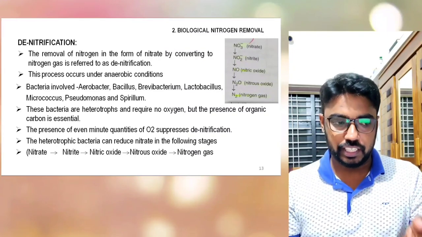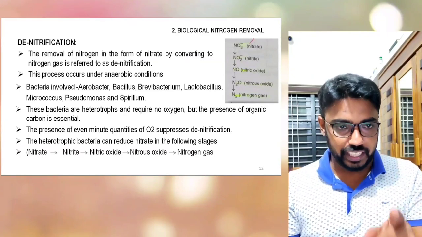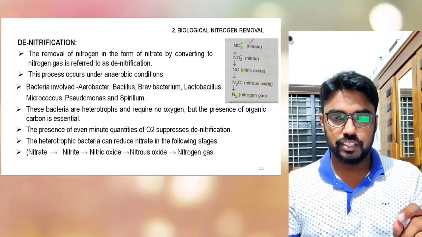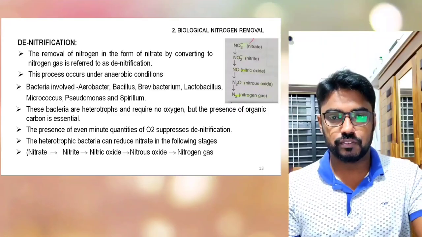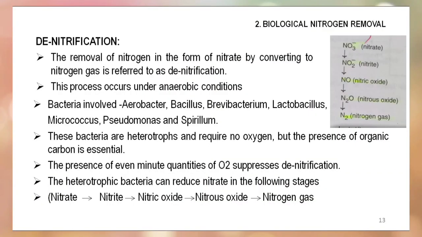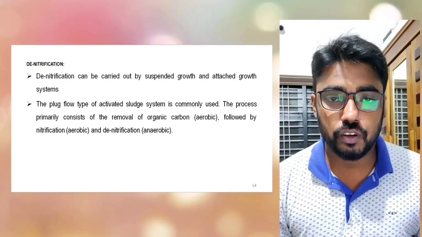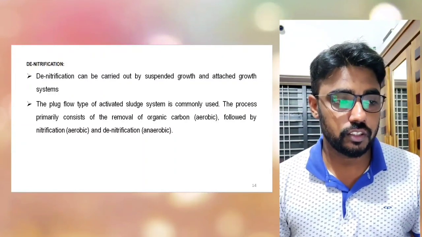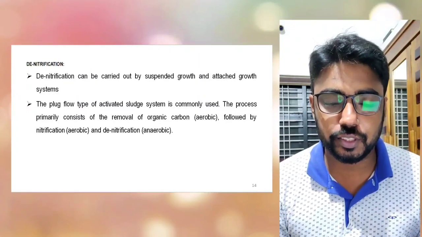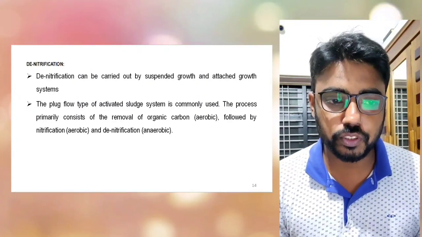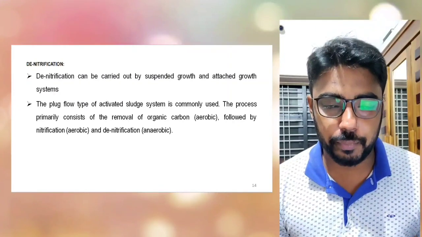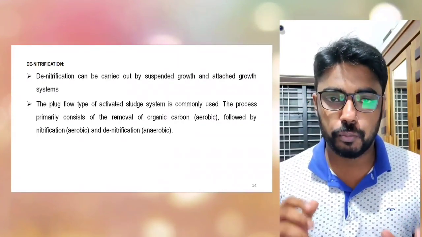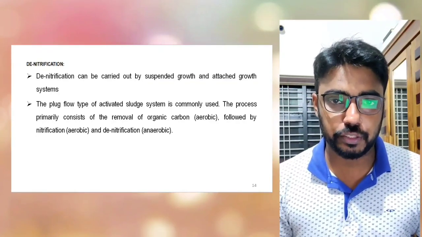First there is nitrate, and that nitrate will be converted into nitrite, nitric oxide and nitrous oxide, and finally it forms nitrogen gas. These are the steps involved in the denitrification process. This denitrification can be done by an attached growth system or a suspended growth system, and the plug flow type activated sludge system is commonly used for this process. This process primarily consists of removal of organic carbon under aerobic condition, followed by nitrification. After that, the denitrification process will occur.